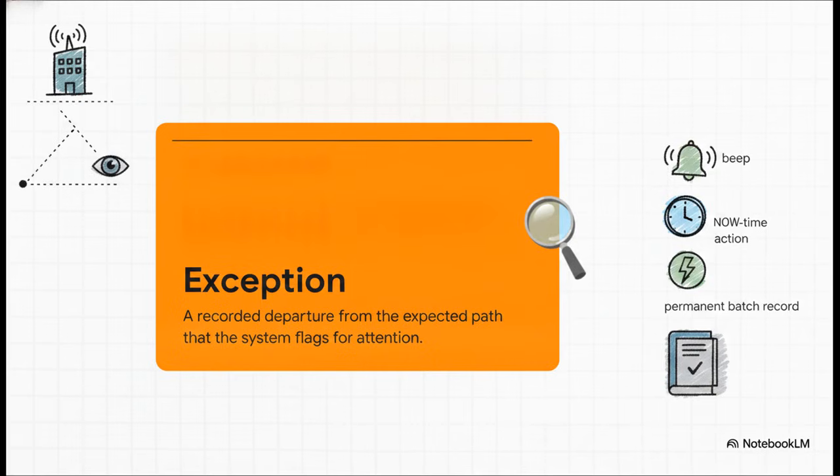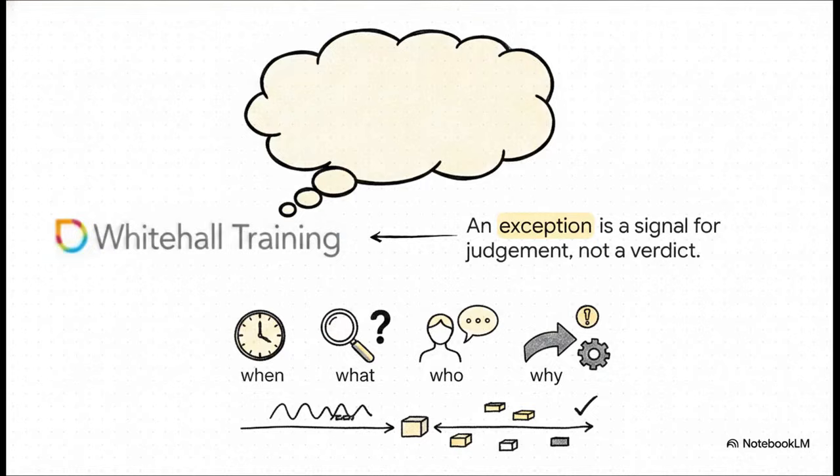And it's absolutely crucial to distinguish this from a real-time process alarm that needs an immediate physical response, or even just a simple alert. An exception actually becomes part of the permanent batch record. You see, an exception is really just a signal for your judgment. It's not an automatic verdict. And because it's data, it has to be attributable and complete, strictly adhering to ALCOA Plus principles.